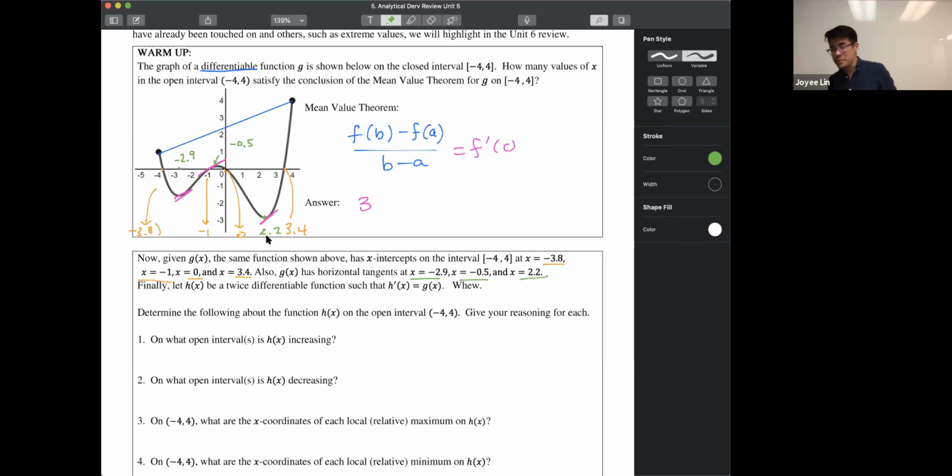So I'm going to ask you to put in your answers on what open interval. Oh, excuse me, let me say this. It says let h be a twice differentiable function such that h prime of x is equal to g. So this graph is the derivative of h. So given that this is a derivative graph, plug in your answers. Tell me what you think the intervals on which h is increasing. When is h increasing?